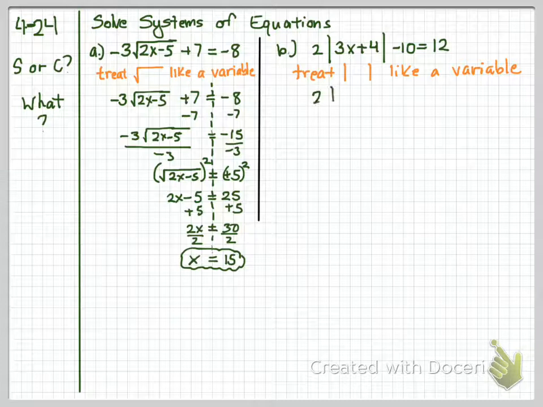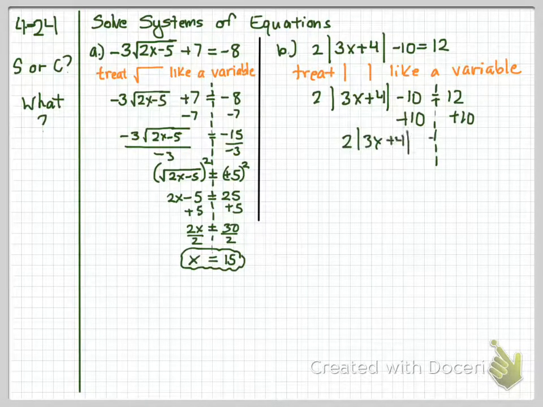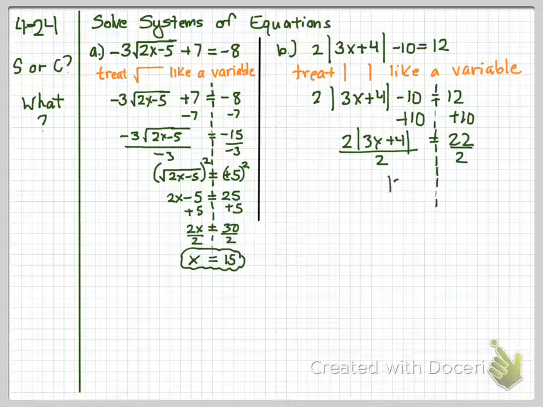Move everything to the other side, so that means let's take that negative 10, boom, add it to both sides. Now we just have 2 times the absolute value equals 22. That 2 is being multiplied to the absolute value, so divide it. Absolute value is now equal to 11.